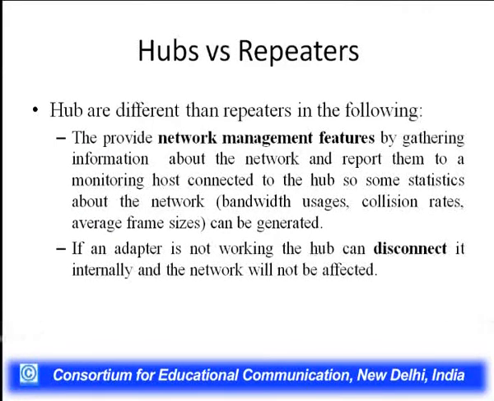Hubs are different because they provide network management features by gathering information about the network and reporting it to a monitoring host connected to the hub. So some statistics about the network like bandwidth usage, collision rates, average frame size can be generated. If an adapter is not working, the hub can disconnect it internally and the network will not be affected.